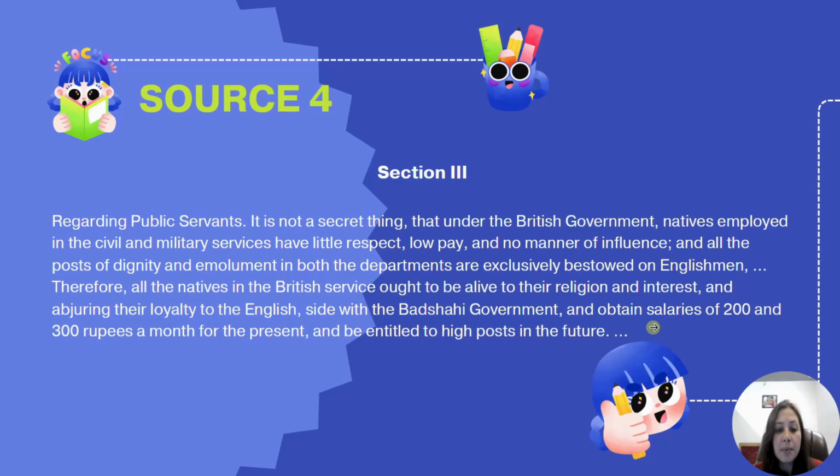Therefore, all the natives in the British service ought to be alive to their religion and interest, and abjuring their loyalty to the British, side with the Badshahi government and obtain salaries of 200 and 300 rupees a month for the present and be entitled to high posts in future.